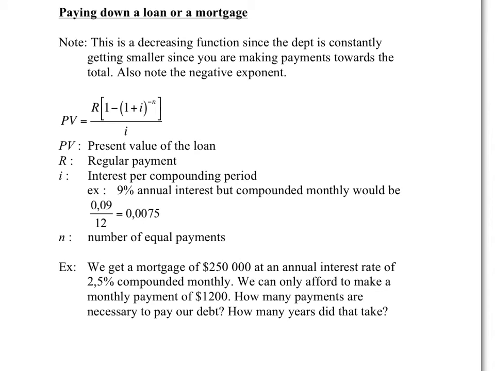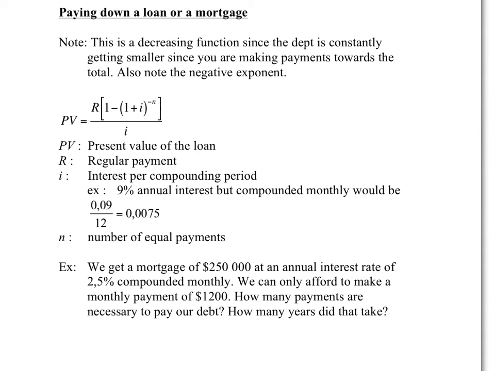All right, in this last case, again, a different equation. This would be an equation where you're paying down a loan or a mortgage. So when you borrow money from the bank and you're paying down a mortgage, eventually you own your house, for example. So this is a decreasing function since the debt is constantly getting smaller. So let's say you borrow, for example, $250,000 to buy your house. As you pay down your mortgage throughout the years, that number gets smaller. So this is a decreasing function. Notice that this is a negative exponent, so that's a description of a decreasing function.